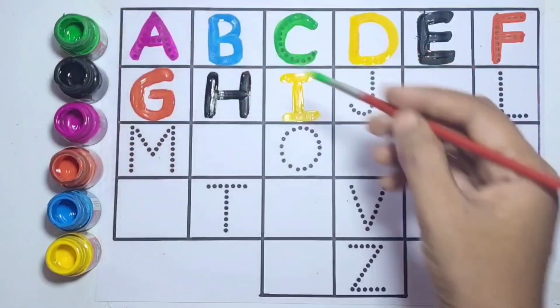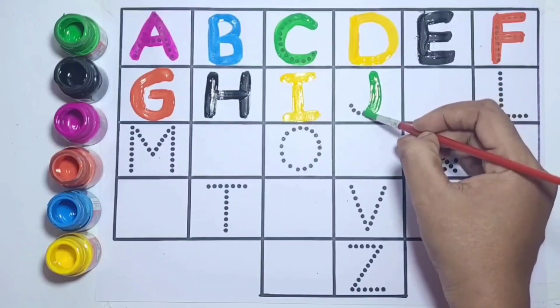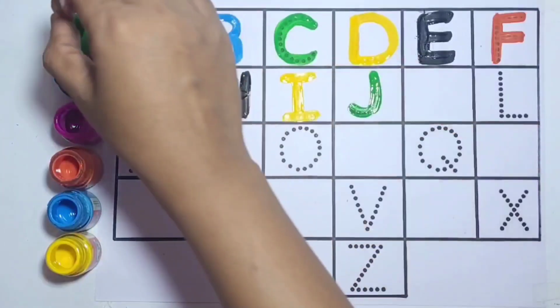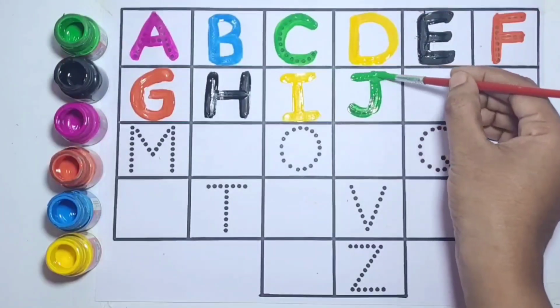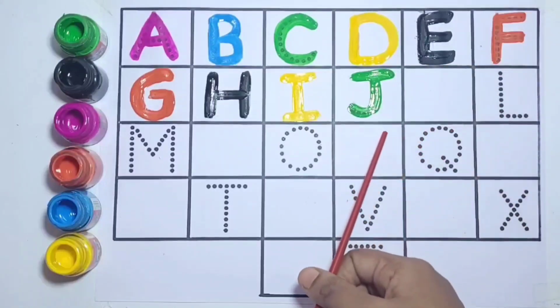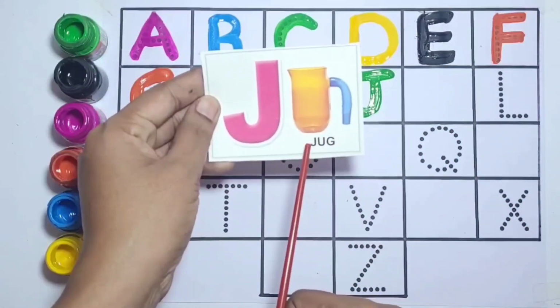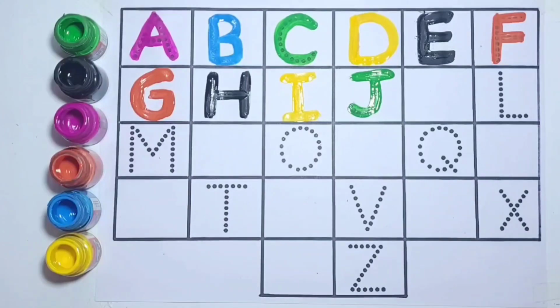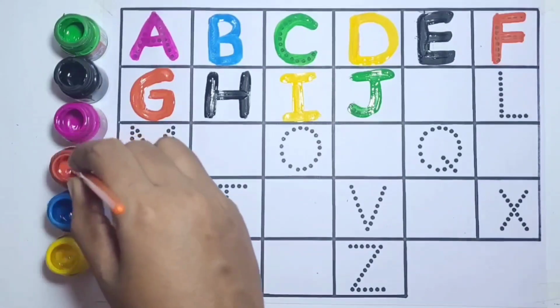The next letter is J. J for jug. The next letter, kids, is K.